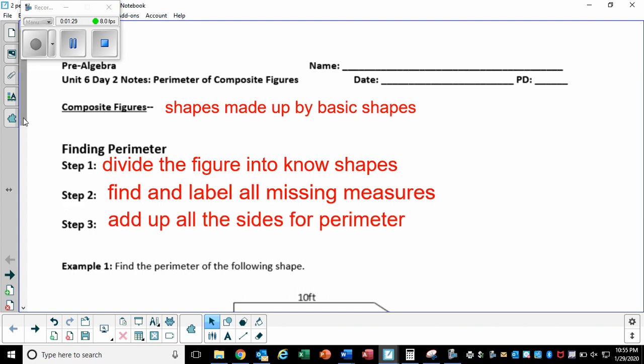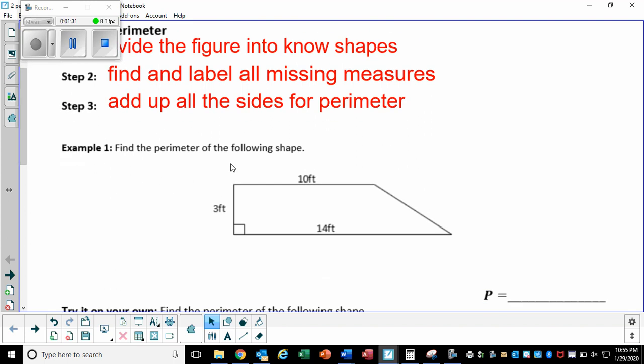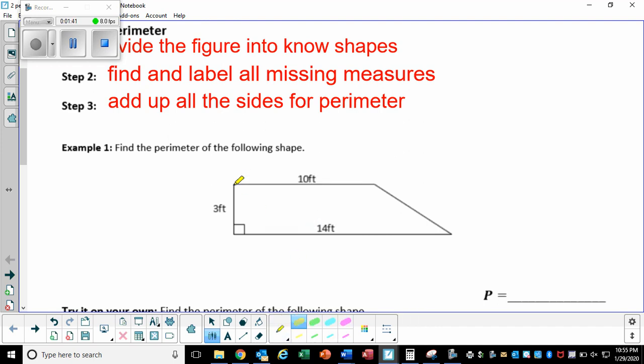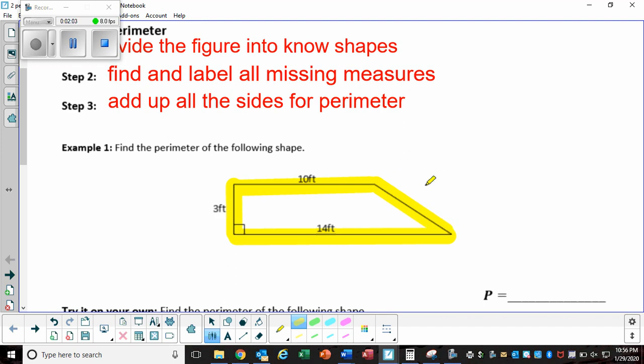So let's look at example 1. We need to find the perimeter of this shape. What I'm going to do, and what I would strongly urge you to do as well, is use a highlighter. I like to highlight my shapes. So I know I'm going to be adding this side, which is 3 feet, plus this side, which is 10 feet, plus this side, which is 14 feet, plus this side that I don't know. So that's my step 2, is finding this side.